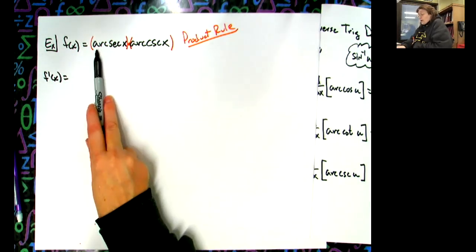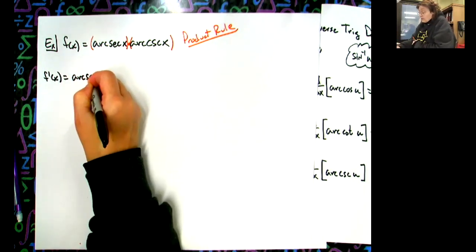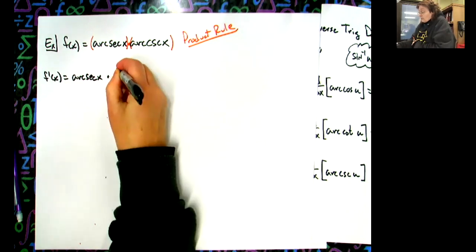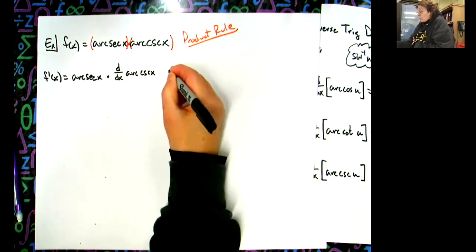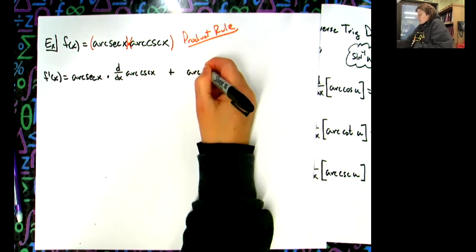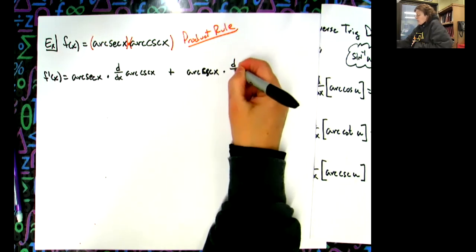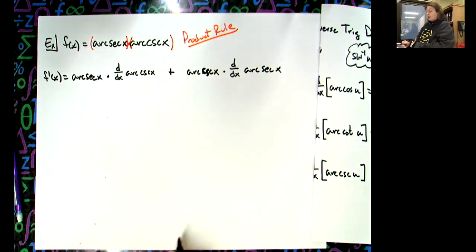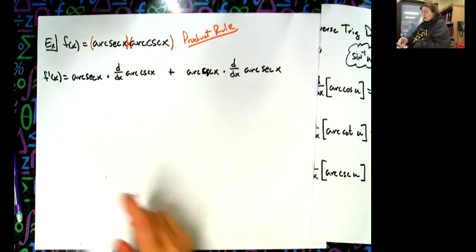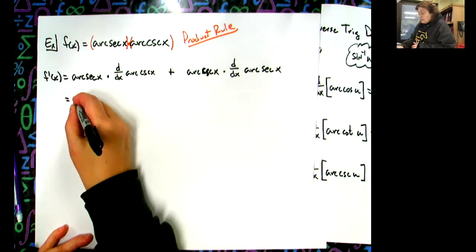So I do the first function times the derivative of the second function plus the second function. Whoa, too many s's and c's and everything else on this. And then times the derivative of the first function. So that's just basic product rule. We know that. We're not going to screw that up. But to make sure that we're not making any silly mistakes here, I'm going to keep this.